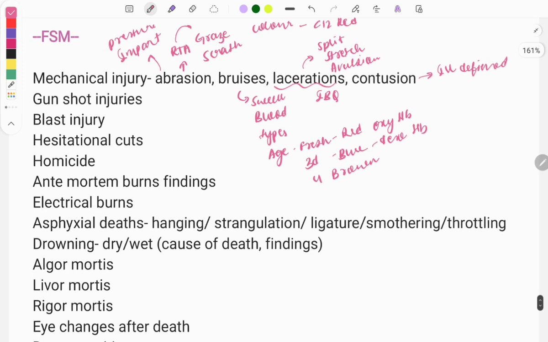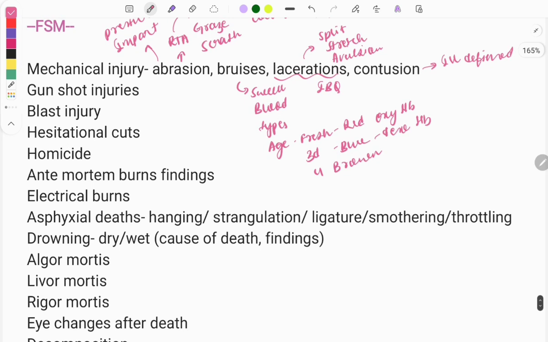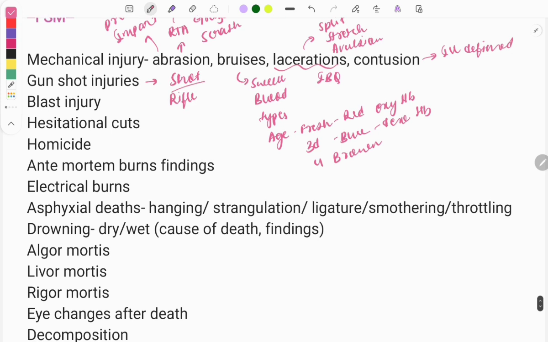Okay. Then moving on to the next topic, the gunshot injuries, called ballistics. So from this topic, you need to know the types of gun, the shotgun and the rifle gun. So you need to know why it is called a shotgun and a rifle gun. In the shotgun, the barrel is smooth, and in the rifle gun, the barrel is rifled. Then the types of bullets used in the shotgun and the rifle, you need to know about this also.